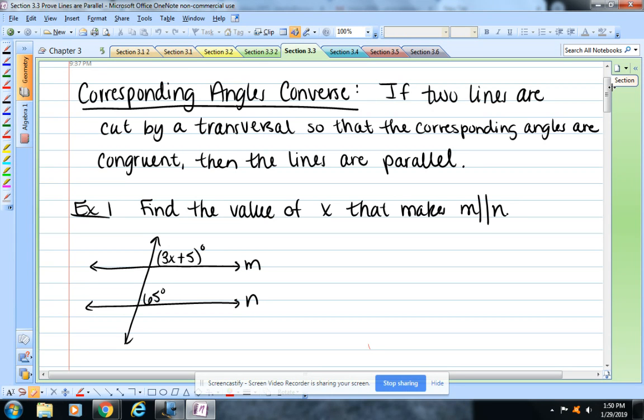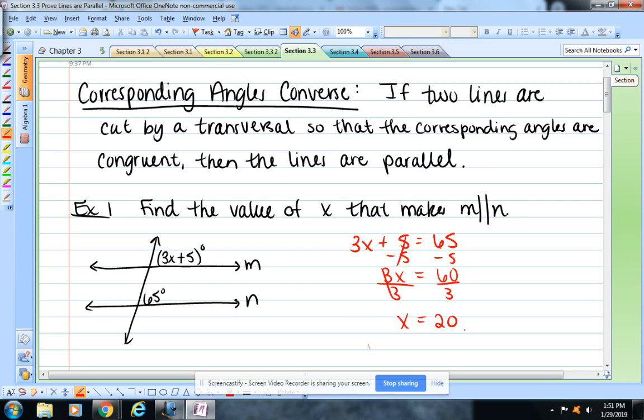Set them equal to each other and then solve for x. Yeah. So if I want to find the value of x that makes these two lines parallel, I'm going to set these two corresponding angles equal to each other. All right? So I'm going to say 3x plus 5 equals 65. And then I'm going to subtract 5 on each side and get 3x equals 60, and then divide by 3, and x equals 20.